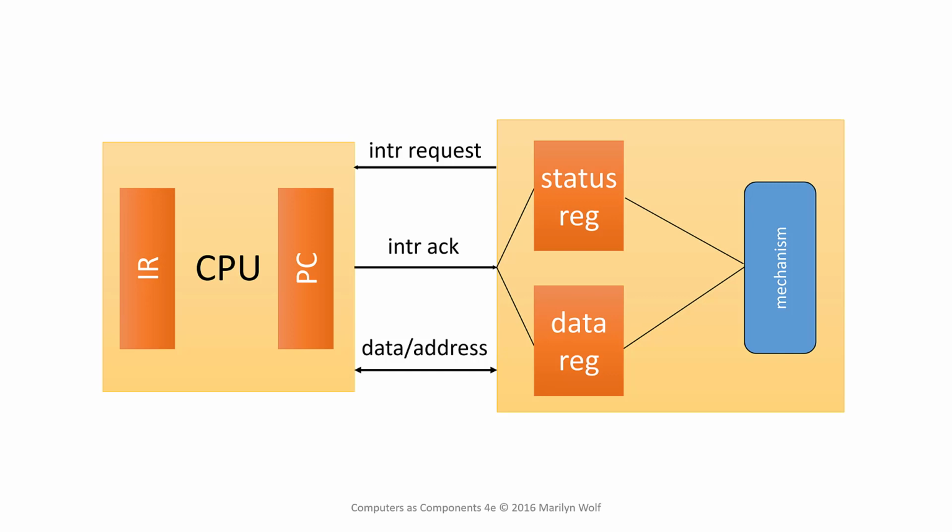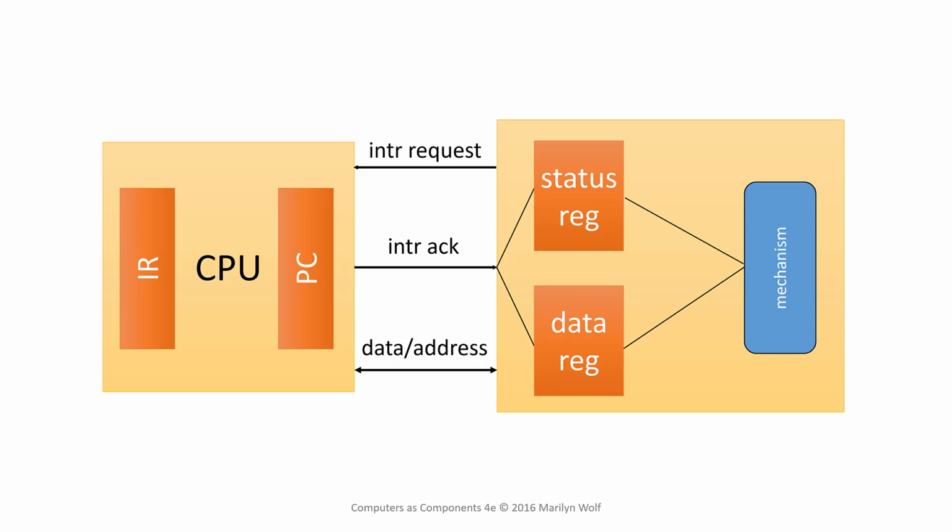A typical I/O device will include some sort of mechanism, often electromechanical. For purposes of understanding interrupts, it doesn't matter too much exactly what that is. A set of registers serve as the interface between the I/O device and the rest of the system. Some of those bits may represent data and others status.